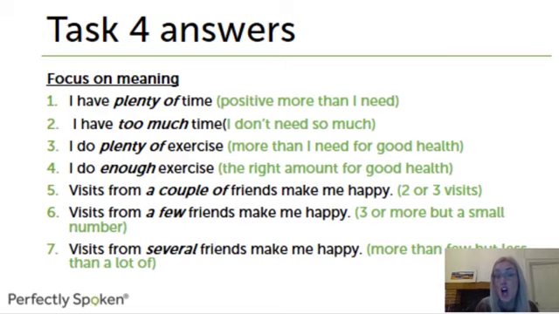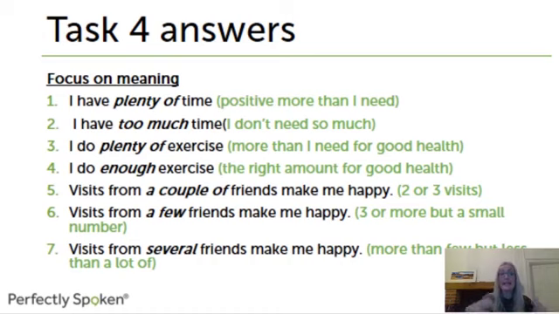Okay, so what's 5? That's 2.5 hours exercise a week. So this person says, I do plenty of exercise. So they do more than the 2.5 hours a week, and it's a good thing. I do enough exercise. I do the right amount for good health. So I do exactly the 2 hours, 30 minutes per week that doctors say is a good thing for good health.